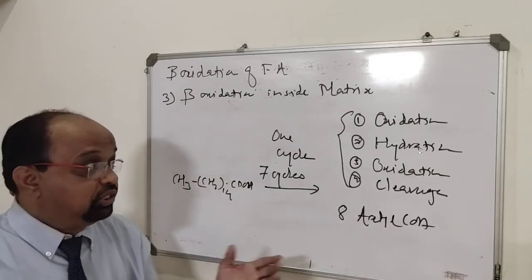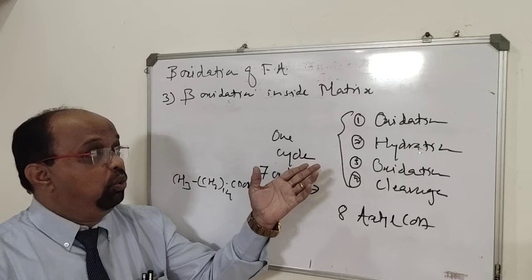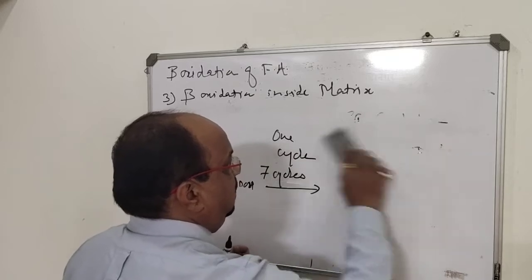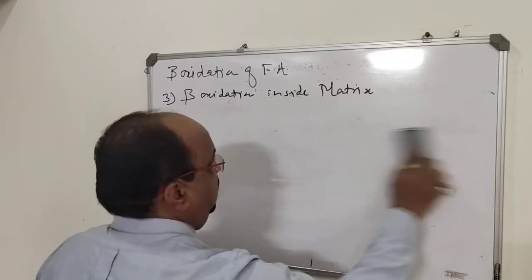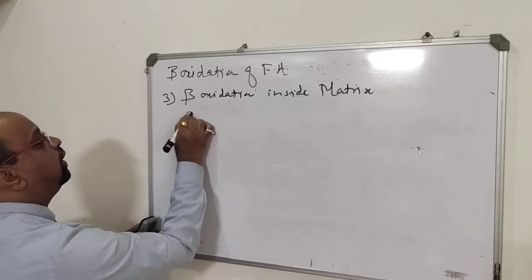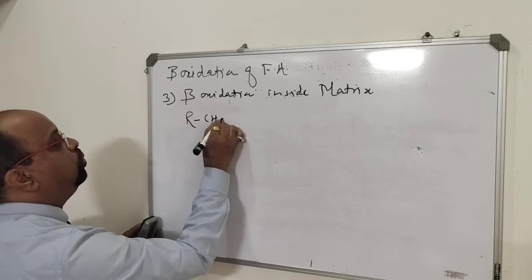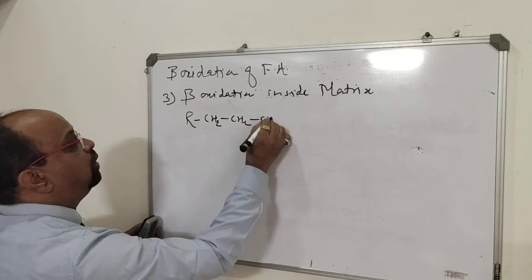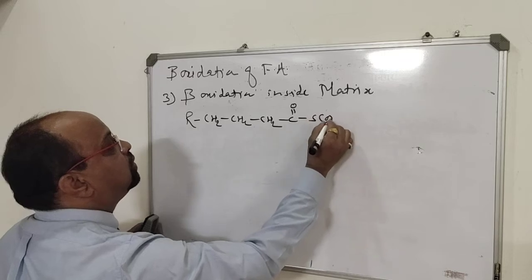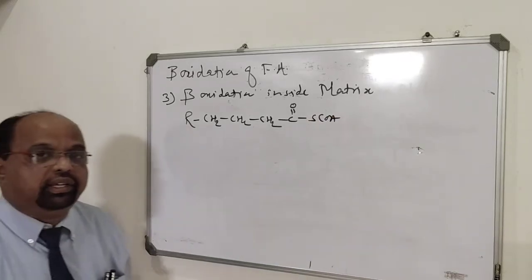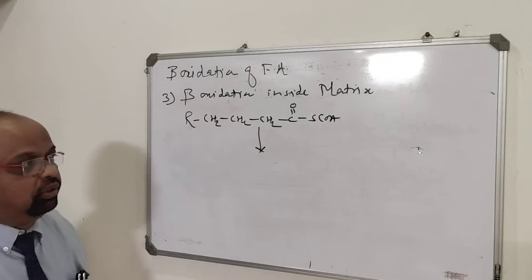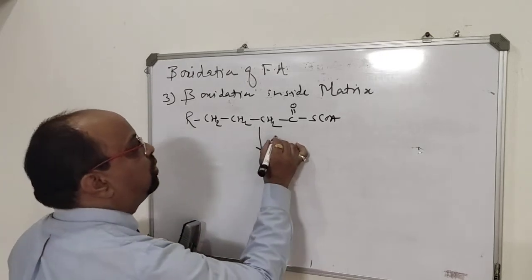Now let us see through the reaction mechanism how the beta oxidation process occurs. Let us see the first step, that is oxidation. Now let us consider the fatty acid R, CH2, CH2, CH2, C double bond O, S CoA. This is one fatty acyl CoA. So as I said, the first reaction is oxidation.